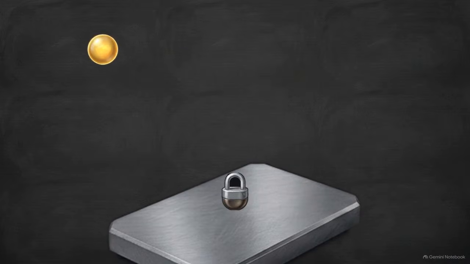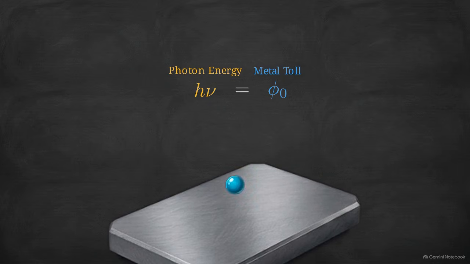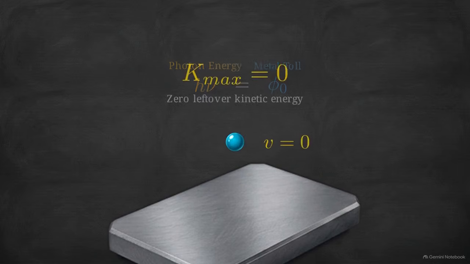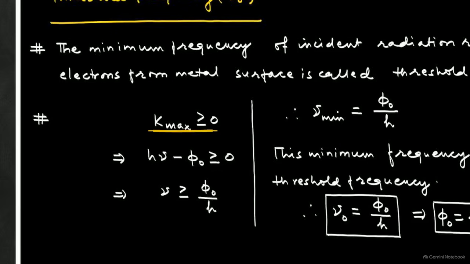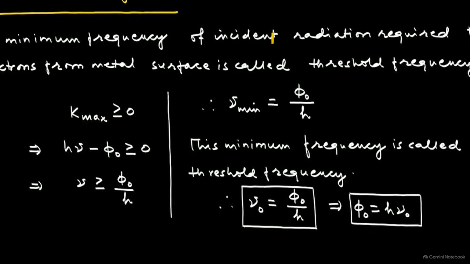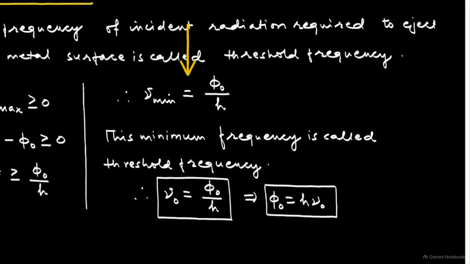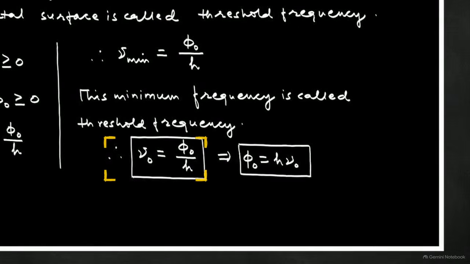What happens if the incoming photon brings exactly enough energy to pay the metal's toll, leaving the ejected electron with exactly 0 leftover kinetic energy? If we take our main equation and set the kinetic energy to precisely 0, we can solve for the absolute minimum frequency required to break an electron free. This specific value is called the threshold frequency. As the resulting formula shows, it is directly proportional to the metal's work function.